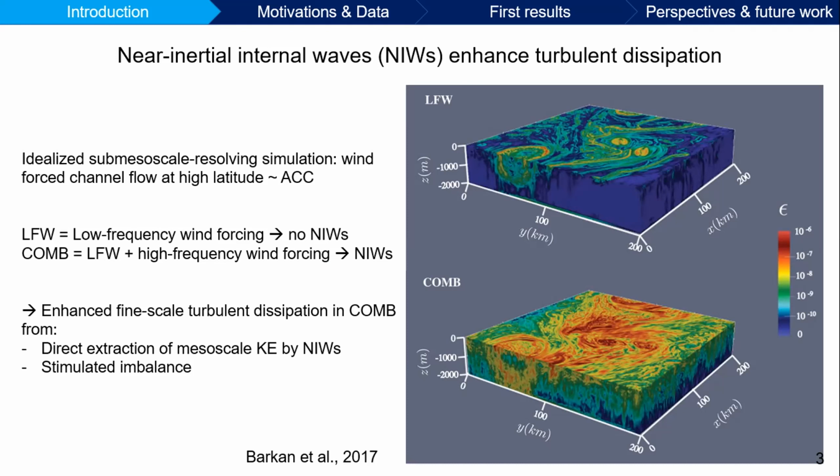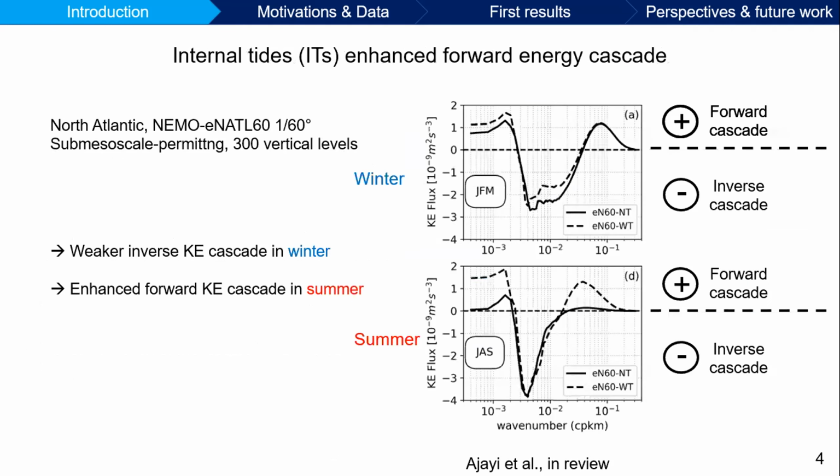identified 2 mechanisms that explain those differences: direct extraction of the mesoscale kinetic energy by the near inertial waves, and what they call stimulated imbalance. So the presence of near inertial waves triggers a forward energy cascade from the mesoscale to the submesoscale, and another one from the submesoscale to near inertial waves. Here you have another example.